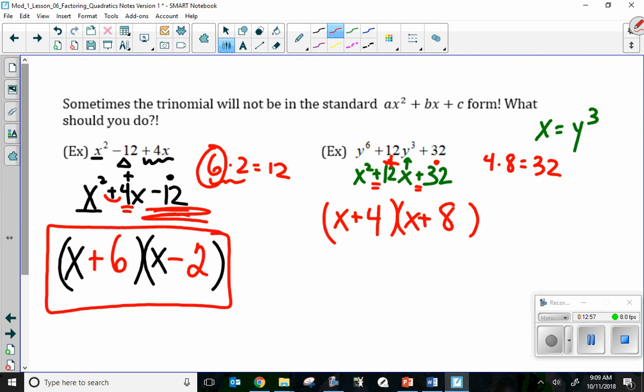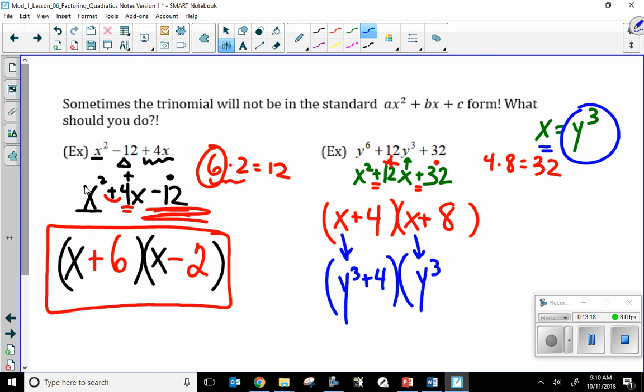But here's my answer. We did not have x's when we started. We had y cubed and y to the 6th. What was x equal to? y cubed. So wherever there's an x, I'm going to put a y cubed.